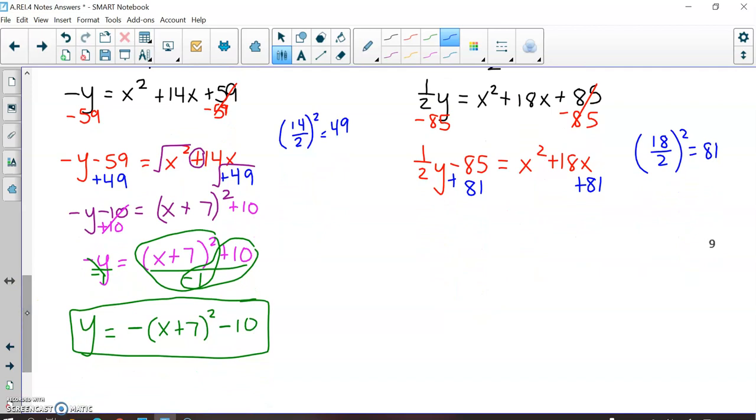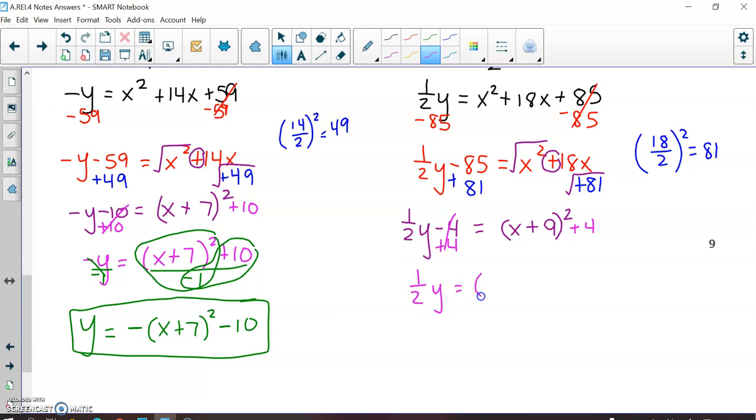Now, on the left side, I'm going to actually simplify. So I have 1/2 y minus 4. And on the right side, I take the square root of my first term, which is x, the square root of my last term, which would be 9, and the operation in between my first and second term, which is a plus sign, and I square that binomial. Now I work to isolate y by first adding 4 to both sides. So I have 1/2 y is equal to x plus 9 squared plus 4.